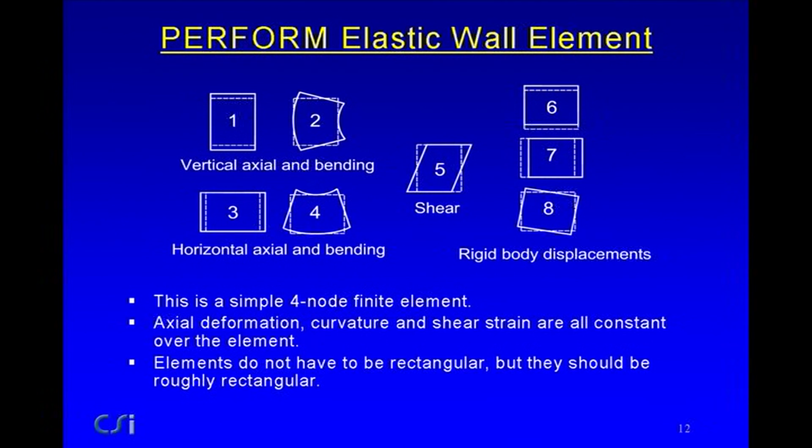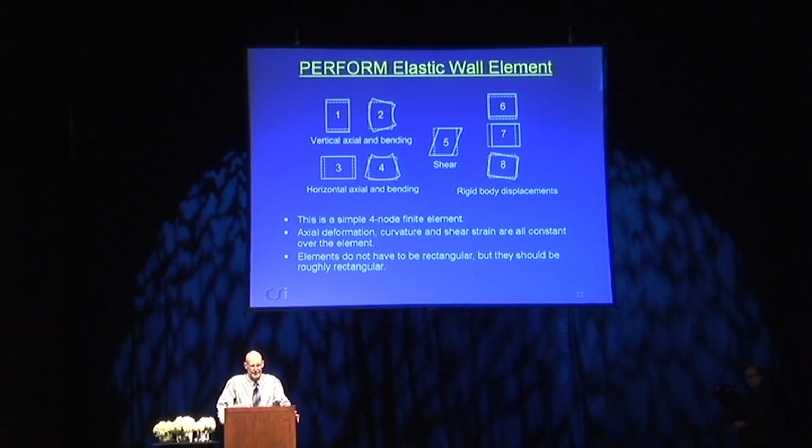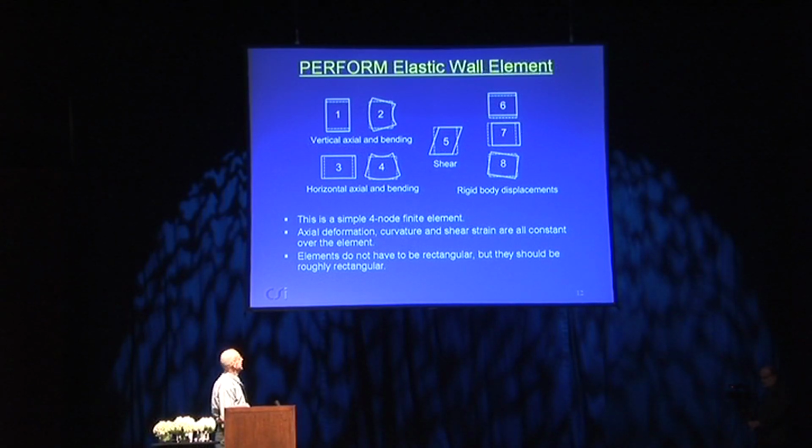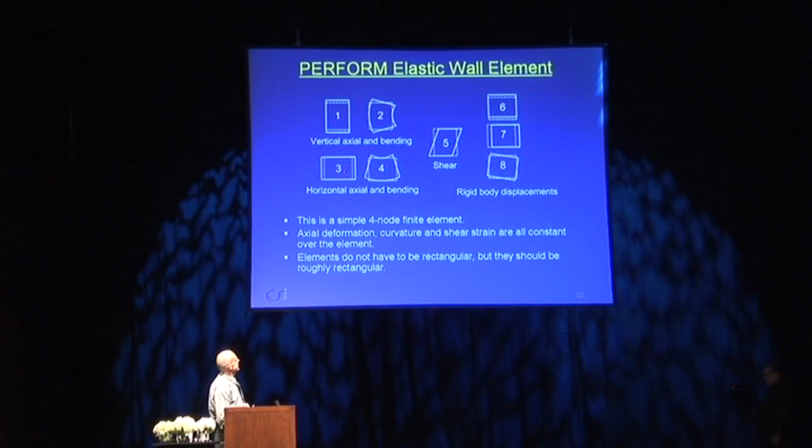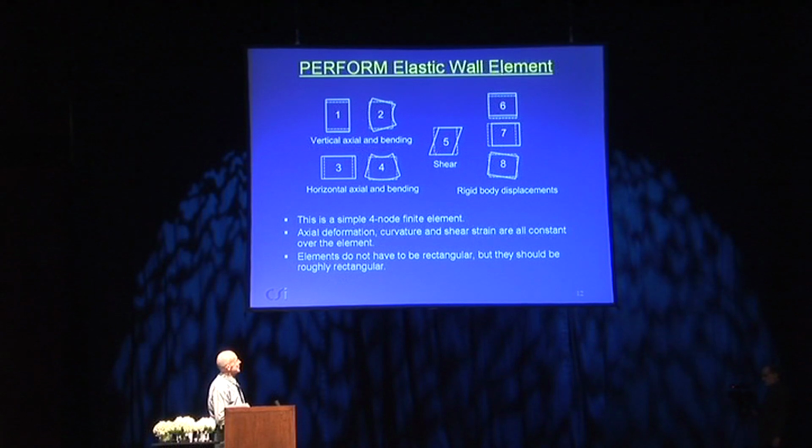Perform has a wall element, and we're looking here only at the in-plane behavior. And basically, this is what it does. In the vertical direction, it's got an extensional mode of deformation and a bending mode. In the horizontal direction, the same, a horizontal extensional mode and a bending mode. It's got a single shear mode, and it's got 3 rigid body modes: vertical, horizontal, and rotation. So those of you finite element theoreticians recognize it's a 4-node finite element with 2 displacements per node, or a total of 8 degrees of freedom, and these are the deformation modes.